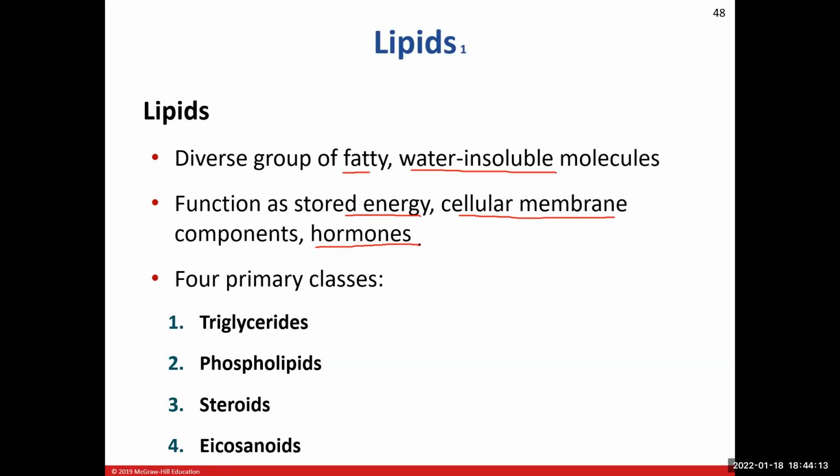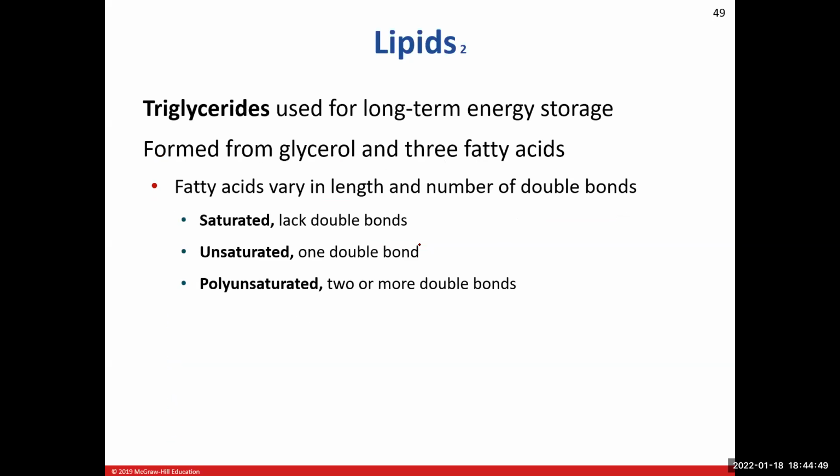So when we talk about lipids, there are 4 classes. Triglycerides, which is the most abundant energy source. Your body would love to use triglycerides because you get the most bang for your buck. Then we have phospholipids. Then we have steroids. And then finally eicosanoids. So those are the 4 classes of lipids: triglycerides, phospholipids, steroids, and eicosanoids. We're going to go through each of these right now and talk just a little bit.